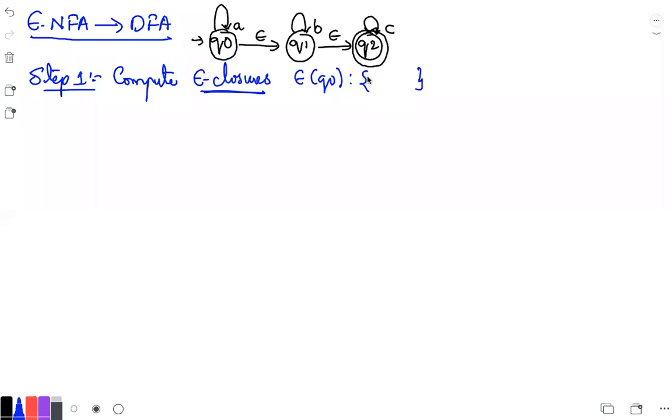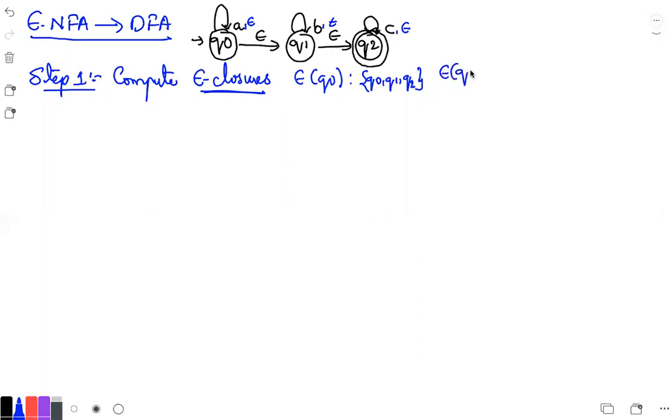Q0, Q1, Q2. So epsilon closure is a set of all states that can be reached from a state over the input epsilon. And as I have told you, every state on epsilon goes to itself. So from Q0, you can reach Q0. With epsilon, you can reach Q1, and there is another epsilon that can be reaching up to Q2. So epsilon closure of Q0 is Q0, Q1, Q2.